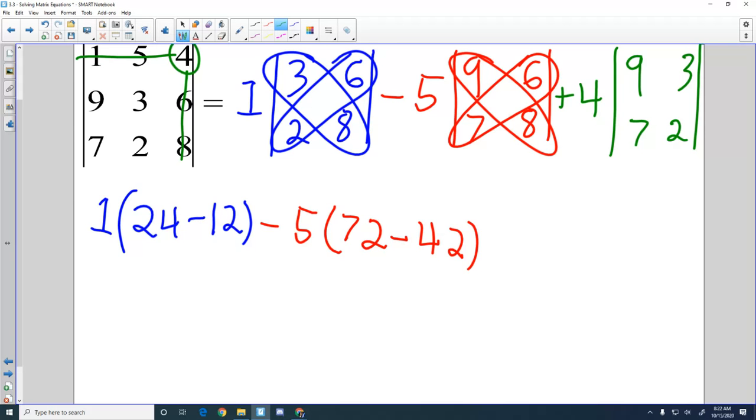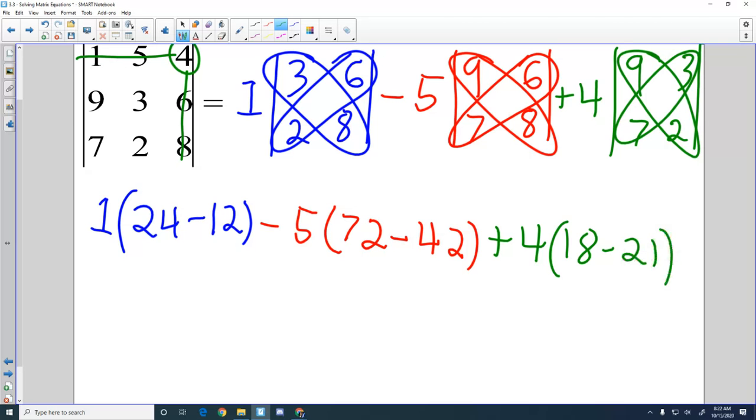And then that last piece, plus 4, times the first diagonal, 9 times 2, which is 18, times 7 times 3, which is 21. All right, this isn't looking as scary anymore. There's a lot of numbers, but those are some basic operations that you've been able to do for like 10 years.